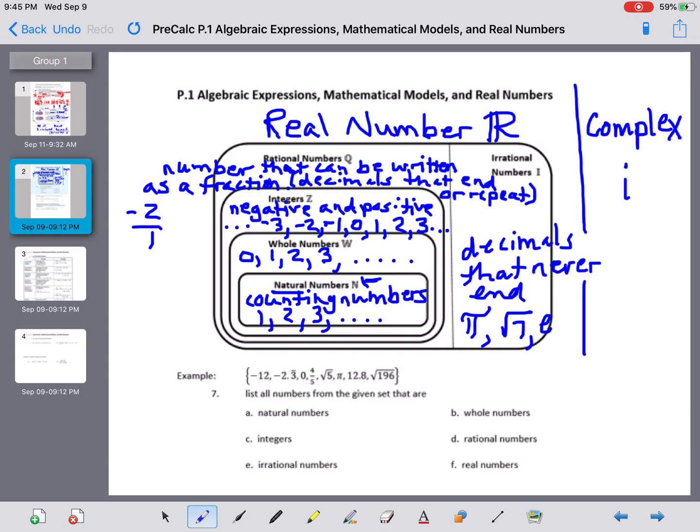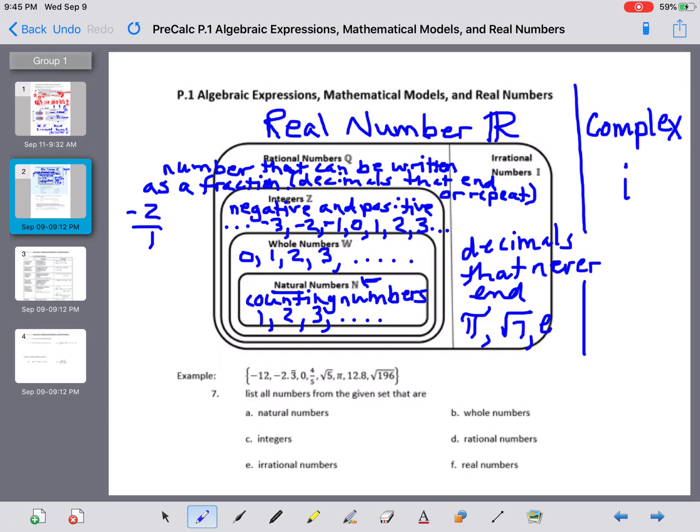Okay? So let's go ahead and try example 7. And I will tell you on example 7, I do want to see these in set notation. Okay? So for 7, it says, list all the numbers from this given set above that are natural numbers. So I'm looking at my list up here. By the way, let's go through and talk about the list before we do all this.